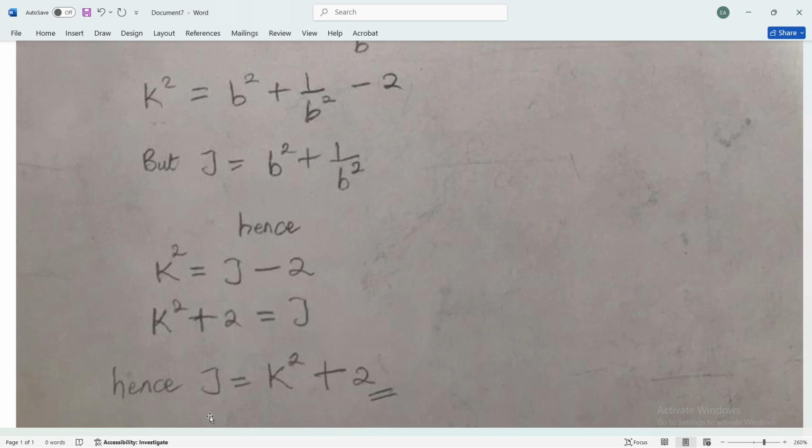Hence, based on the preamble of the question, we are asked to find j, right? So therefore, j equals k squared plus 2.